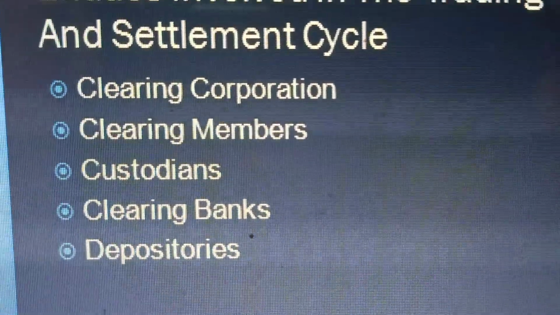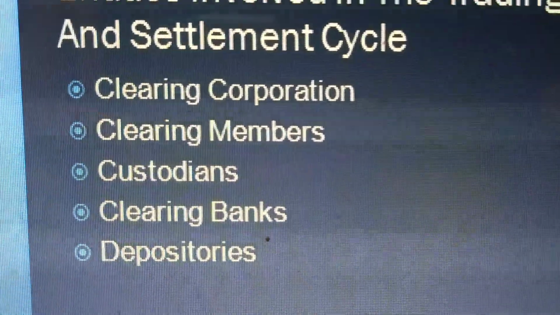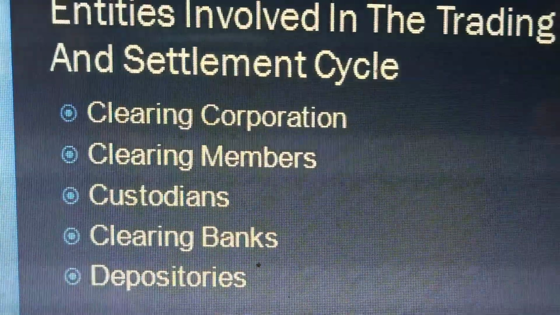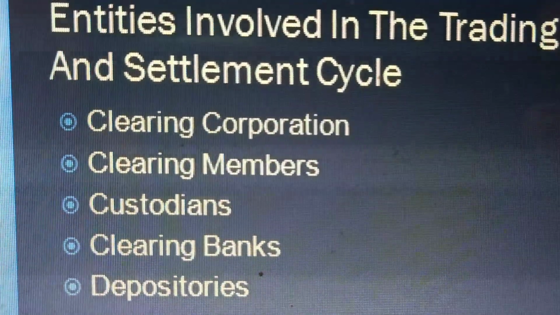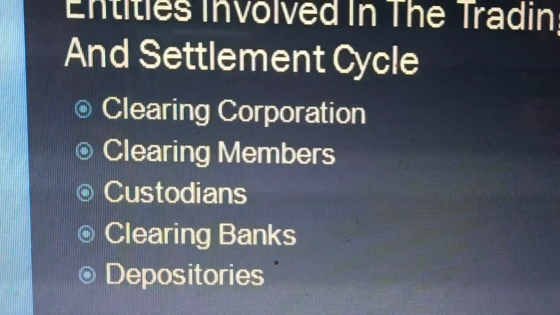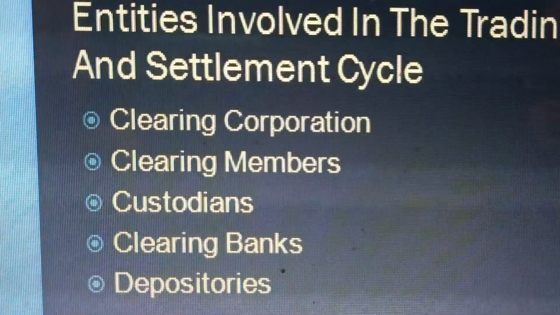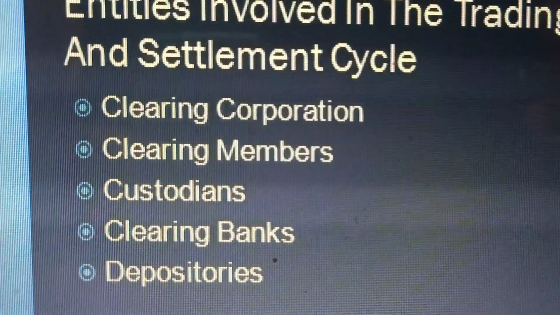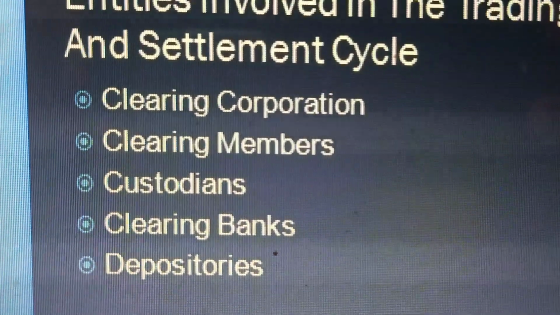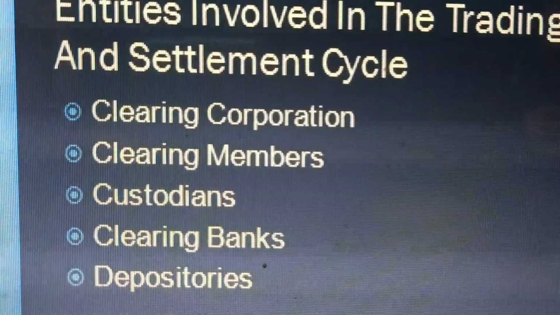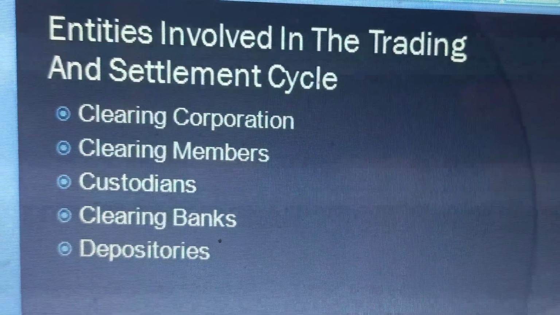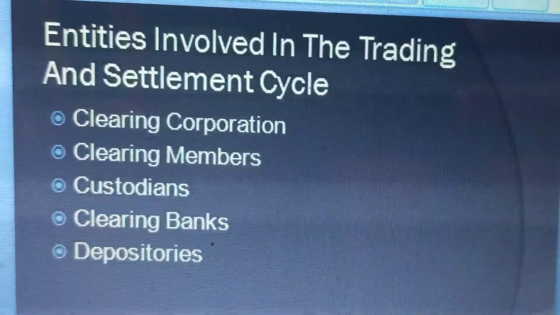As of now, in case of depositories, we have two depositories in India, which are highly known as NSDL and CDSL. NSDL is National Securities Depository Limited and CDSL is Central Depository Services Limited. In the next part, we will go in depth on NSDL and CDSL regarding the depository.